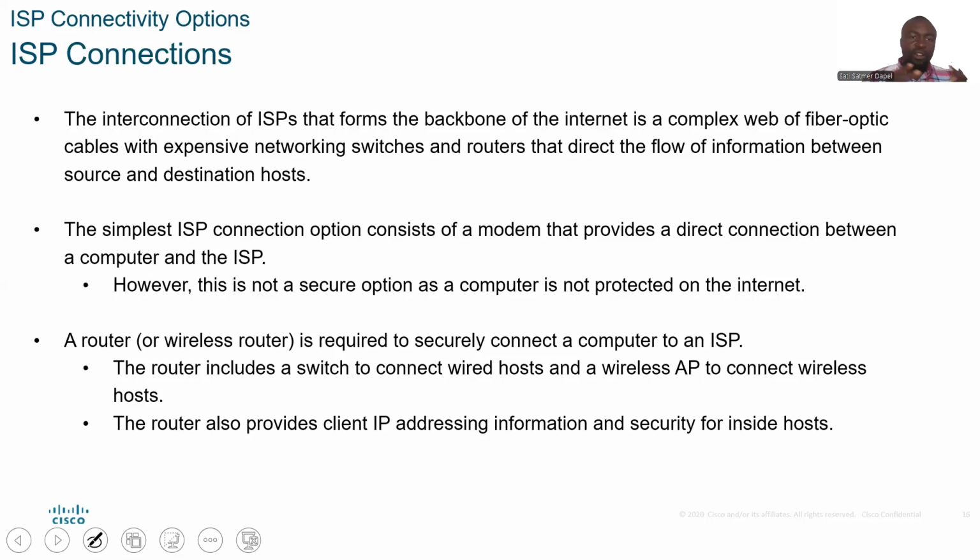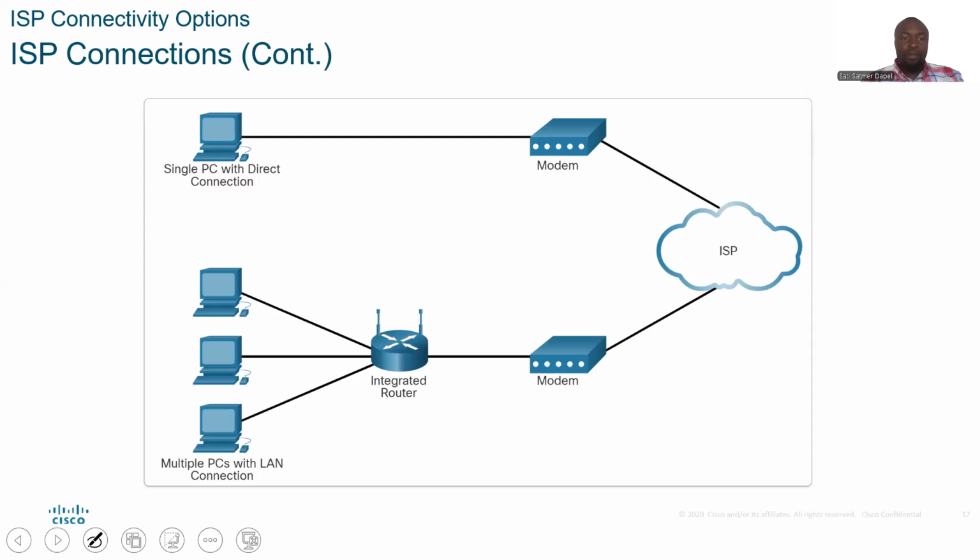ISP connections: the interconnected ISPs that form the backbone of the internet are a complex of fiber optic cables. Now, when we say fiber optic cables, remember we talked about network media. Network media is at the backbone, and it's what conveys the traffic. So fiber is one of the network media because it helps to convey traffic using pulses of light, and it carries it over long distances. Because of that, ISPs use it in order to send information around.